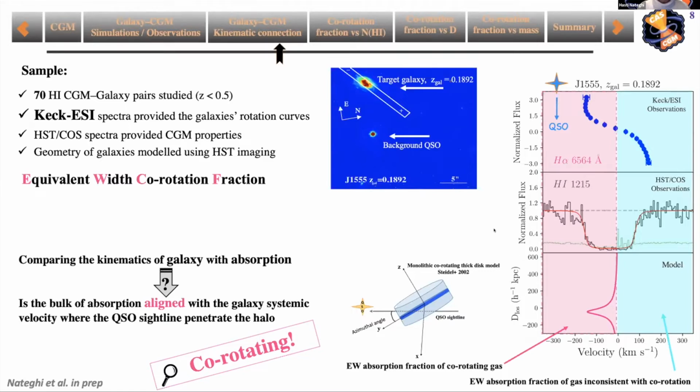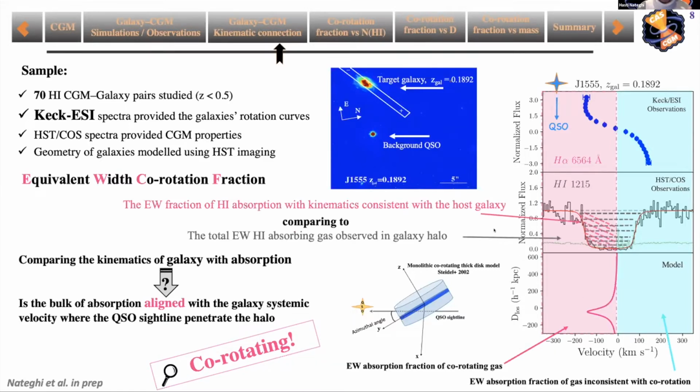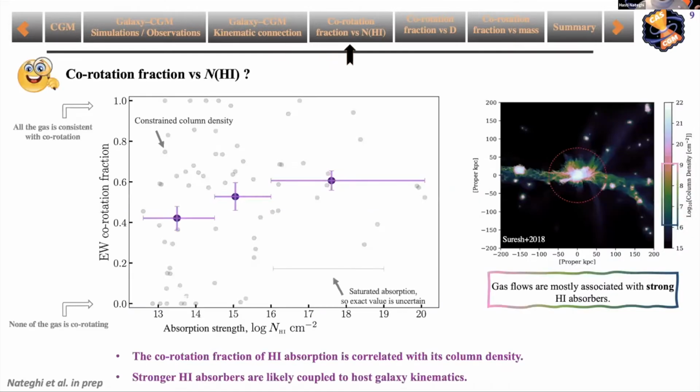And if we measure the equivalent width corotation fraction, we see that 64% of the gas has consistent kinematics and is most probably corotating with the galaxy. So we examine the corotation fraction of H1 as a function of different parameters like column density, projected distance from the galaxy or impact parameter, and halo mass.